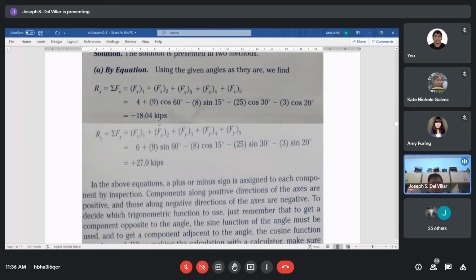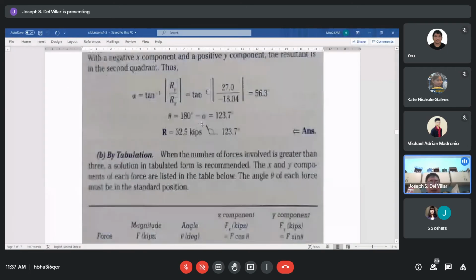So the resultant is what quadrant? Negative x, positive y. What quadrant is that? Quadrant 2. Okay, second quadrant. So we can expect that the resultant lies on the second.